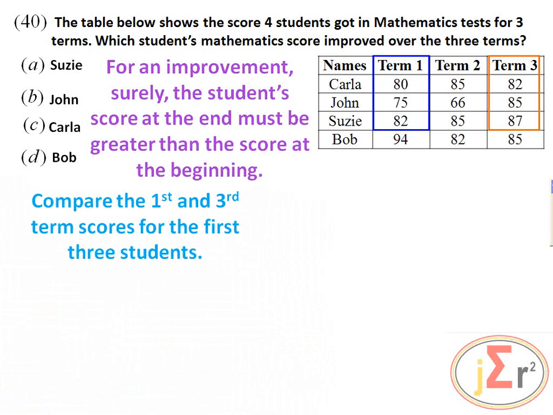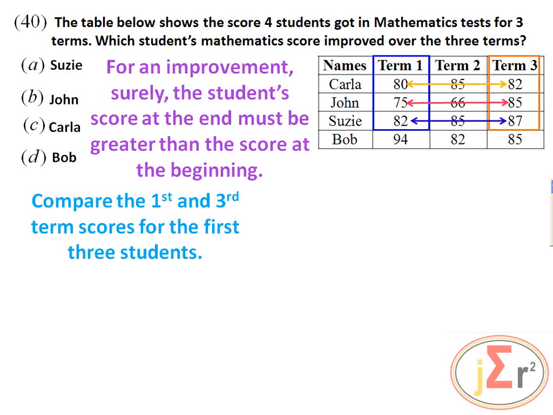Compare the first and the third term score for the first 3 students. What do we notice? If we look at the first term and the third term in each case, not only that, but we are taking a look at the improvement in the scores. Therefore, we need to take a look at which is greater or which is not greater. So it is the relative sizes of the scores that will play a very important role in answering this question.